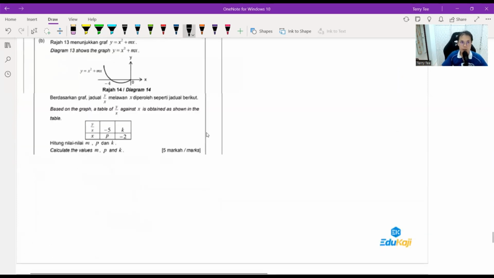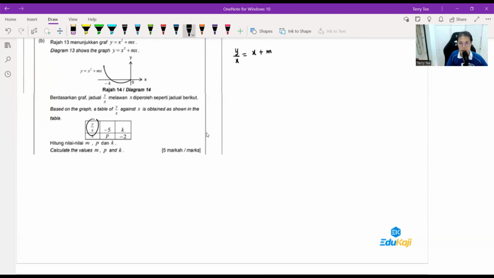Okay, next one, part B. So diagram 13 shows the graph of y equals x squared plus mx. Based on the graph, a table of values of y over x against x is obtained, shown in the table. So calculate the value of m. Okay, so this is a graph that we haven't converted to linear form. So we're going to convert this to linear form. But first, we need to divide everything by x, right? Because this is y over x. As I divide by x, this will be x plus m.